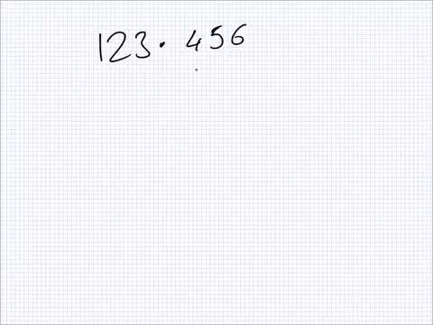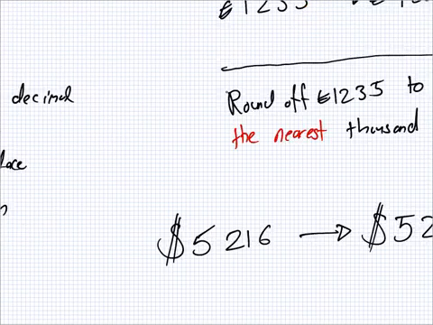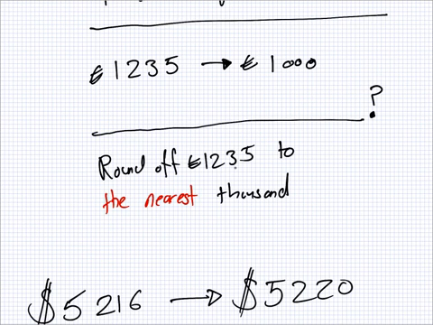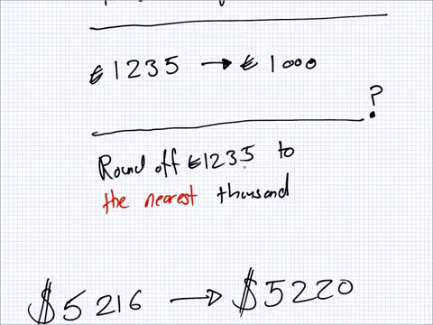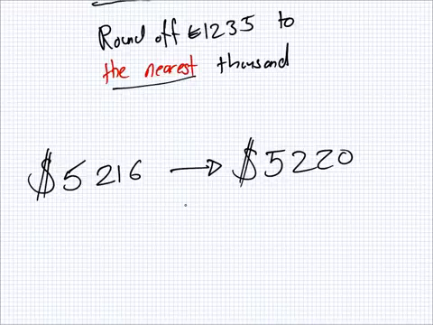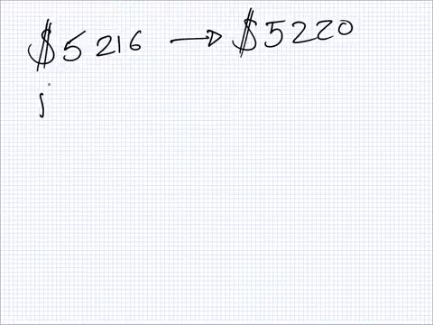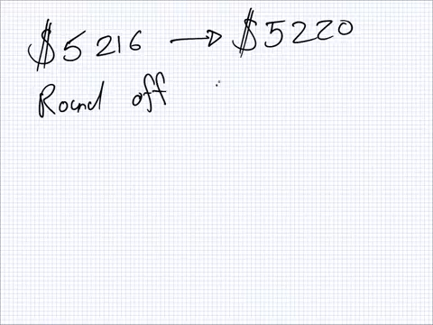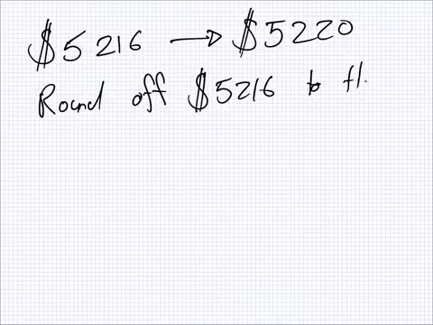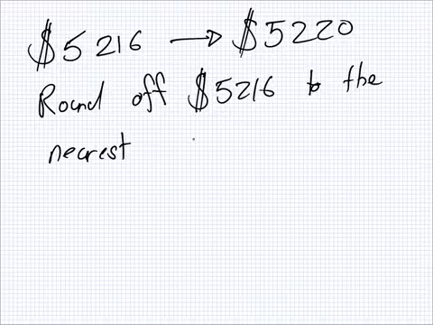So, 1,235. For the last one, the answer, you would say round off 1,235 to the nearest thousand. So what would you say here? Round off 5,216 to the nearest 100.